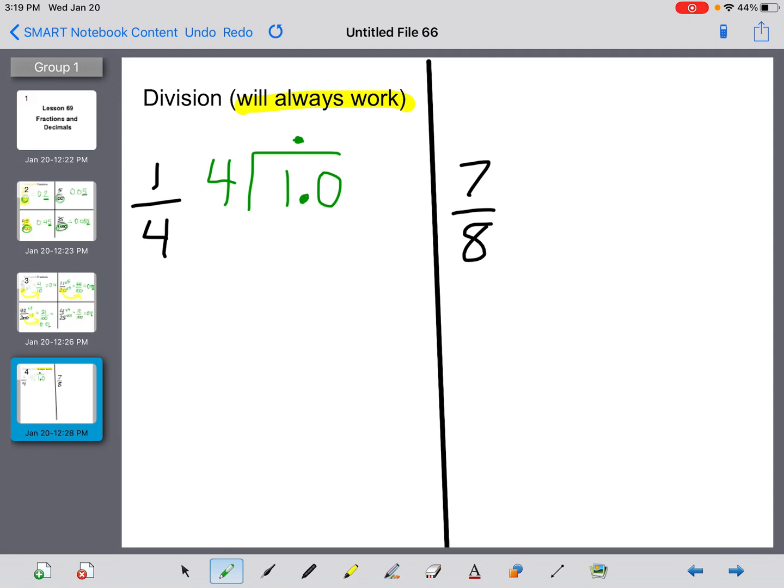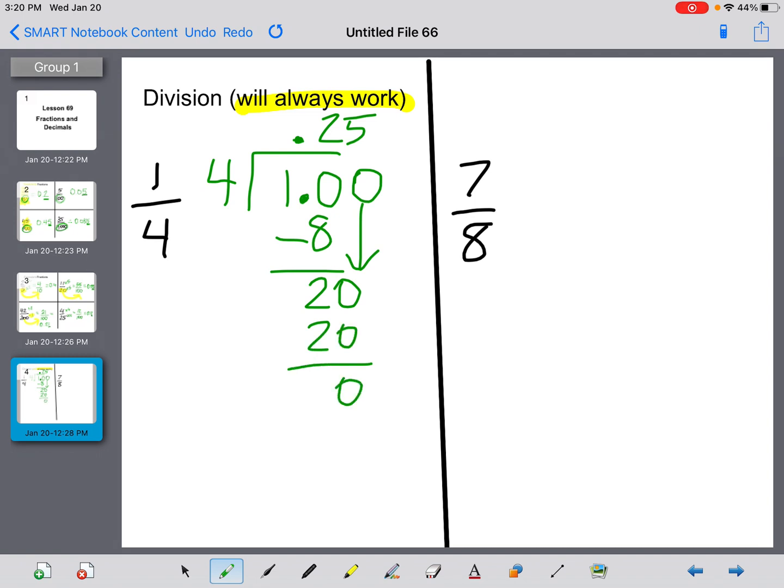So now you can think, how many times does 4 go into 10? 4 goes into 10 twice. 2 times 4, you get an 8. Subtract, we've got 2 left. And then remember, you can keep adding zeros. So we add another 0, we bring it down, we've got a 20. How many times does 4 go into 20? 5 times. 5 times 4 is 20. And we end up with a remainder of 0. So now our fraction, 1/4, is equivalent or equal to 0.25. That is the decimal form of it.